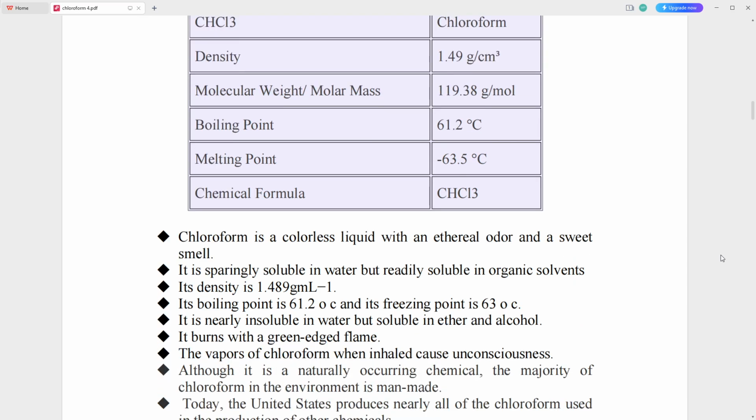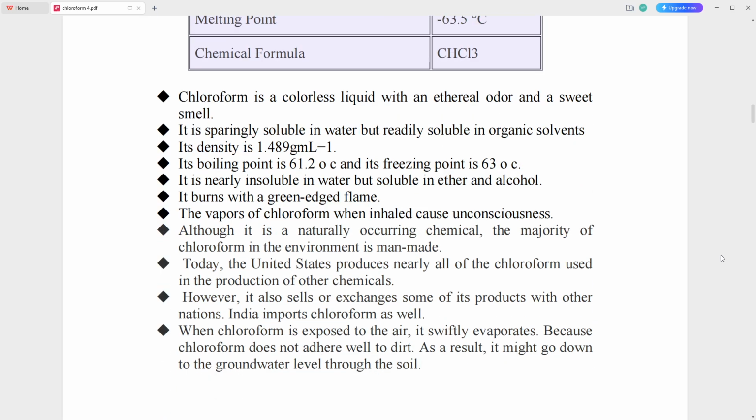Its boiling point is 61.2 degrees Celsius and its freezing point is -63 degrees Celsius. It is nearly insoluble in water but soluble in ether and alcohol. It burns with a green edged flame. The vapors of chloroform when inhaled cause unconsciousness. Although it is a naturally occurring chemical, the majority of chloroform in the environment is man-made.